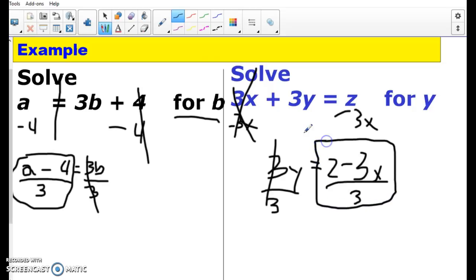It's kind of weird that we don't get a number answer like we've been getting the last couple of sections, but it is no different than any other problems, just doing the opposite of whatever the operation says to do.